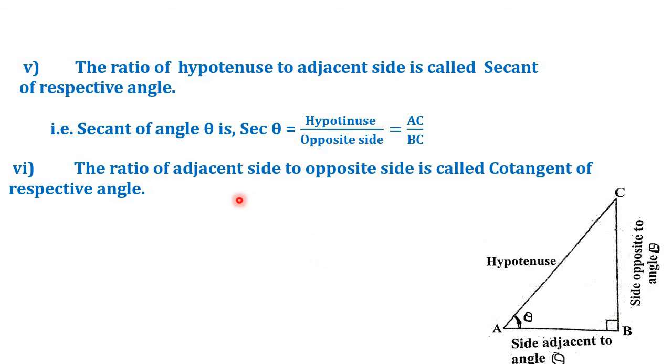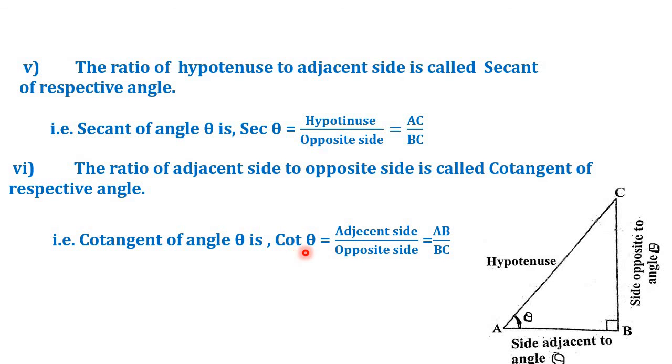Then the ratio of the adjacent side to the opposite side is called the cotangent of the respective angle, represented by cot theta. So cot theta is the adjacent side divided by the opposite side, which is equal to AB divided by BC. Cot theta is the reciprocal of tan theta.